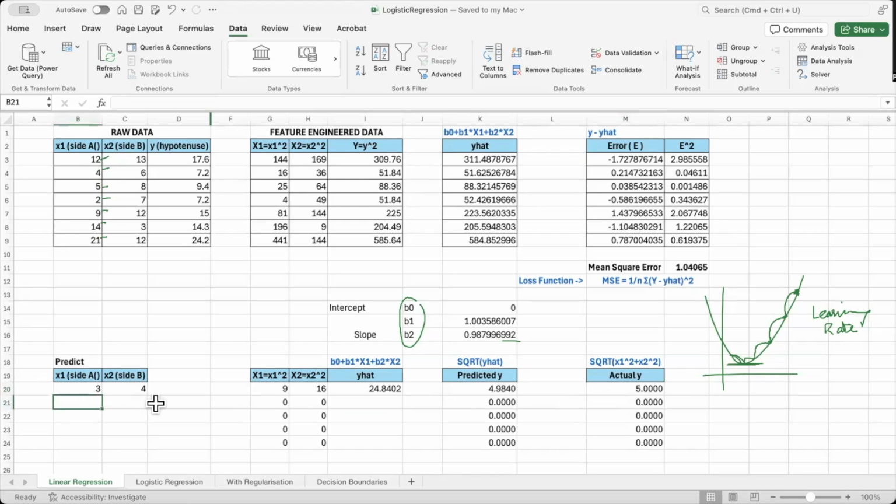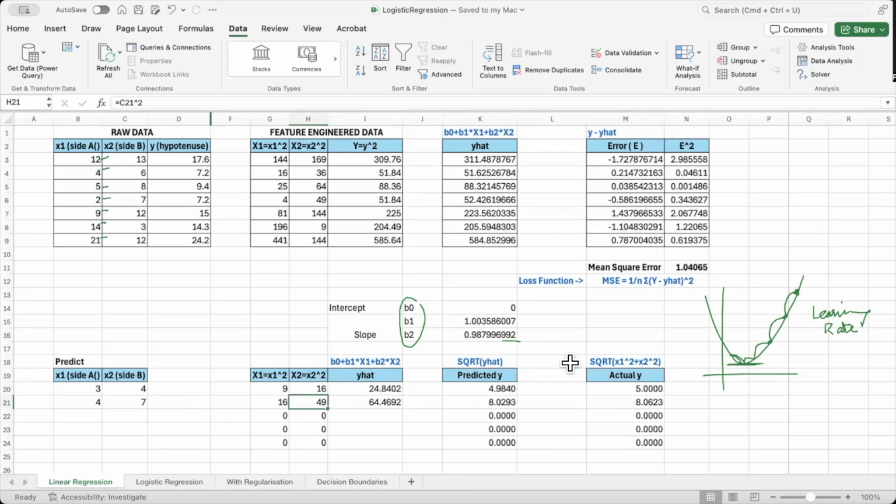I can try with another example. Let's say we try with 4 and 7. So 4 and 7, I get x1 square and x2 square like this. I can copy y hat. So I get y hat like this. Based on this, my predicted y is 8.023, whereas the actual y is 8.026. So this way you can try other values. You'll find that this model is fairly good.